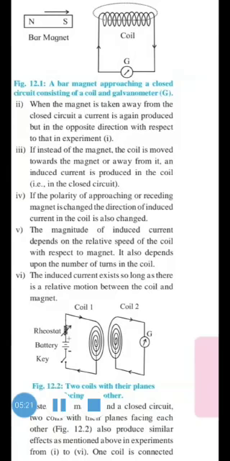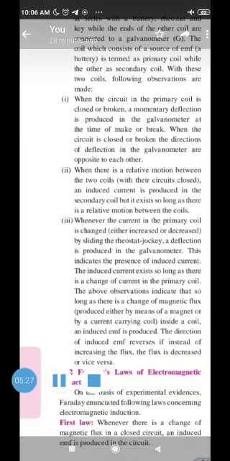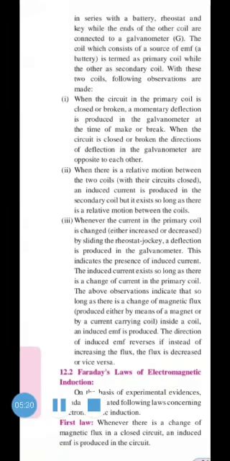Now here one coil is connected in series with a battery, key and also a rheostat, while the ends of the other coil are connected to the galvanometer, and these two coils are placed near each other. The coil which consists of the source of EMF is termed the primary coil. In the figure where the battery is connected, we call that coil number 1 the primary coil, while the other coil which is connected to the galvanometer, we call the secondary coil.